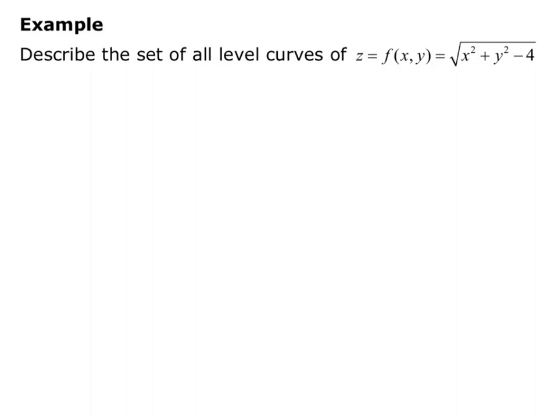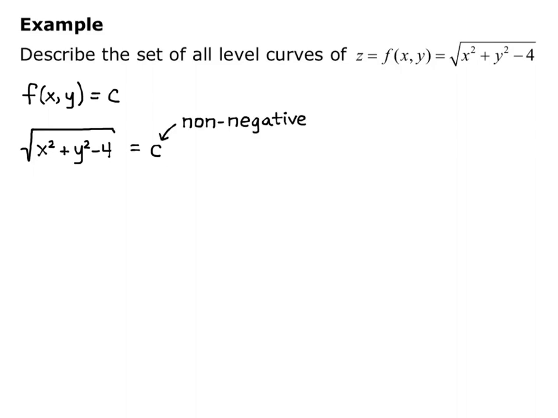Here's our first example. Describe the set of all level curves of z equals f(x,y) equals the square root of x squared plus y squared minus 4. So recall that a level curve is f(x,y) equals c, where c is an arbitrary constant. This would translate to the square root of x squared plus y squared minus 4 equals c. Notice that since c is equal to a square root function, c must be non-negative.